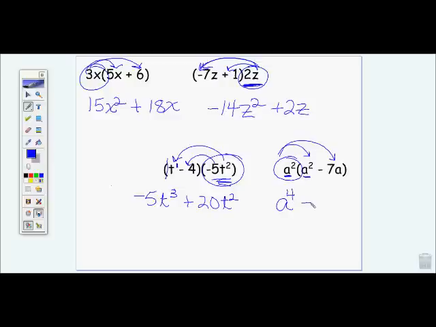And now I'm going to do negative 7 times, again, my implied 1, negative 7, and then a squared, and an implied 1 here will give me a cubed.